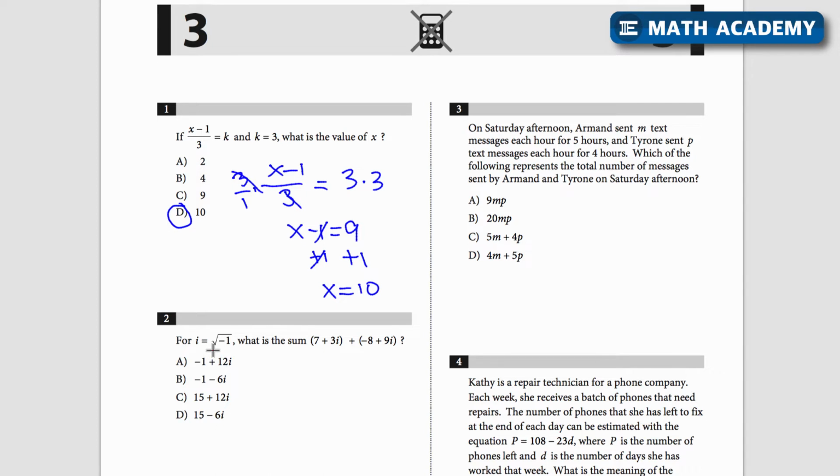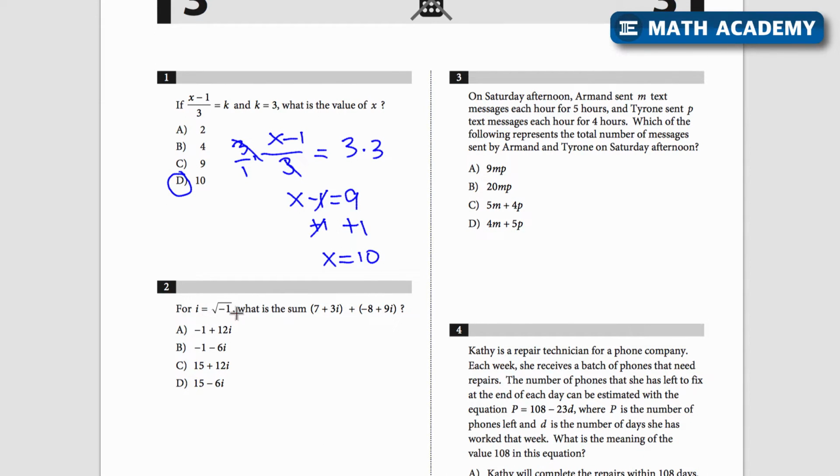Number 2. For i equals the square root of negative 1, what's the sum of 7 plus 3i plus negative 8 plus 9i? For this problem, you don't even need to know that i equals the square root of negative 1. All we have to do is combine like terms. When this will be needed, I'll show how you can use that to solve a problem. But for this, I'm just going to combine my like terms. So 7 minus 8 is going to be negative 1. 3i plus 9i is going to be plus 12i. So it looks like A will be the right choice here.